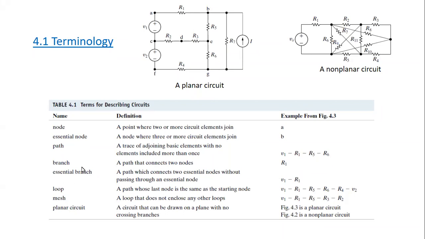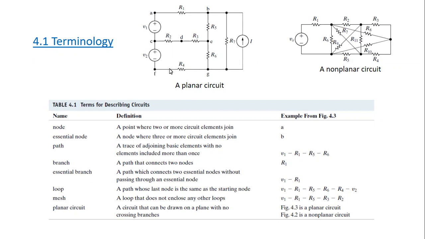And we have another terminology, which is essential branch. An essential branch is a path which connects two essential nodes without passing through an essential node. You remember that an essential node is a node where three or more circuit elements join. So here we have an essential node, here we have an essential node, this is not an essential node, this is an essential node, this is not an essential node. If I go from G, which is an essential node, to C, which is another essential node, without passing through any essential nodes, this will be an essential branch.